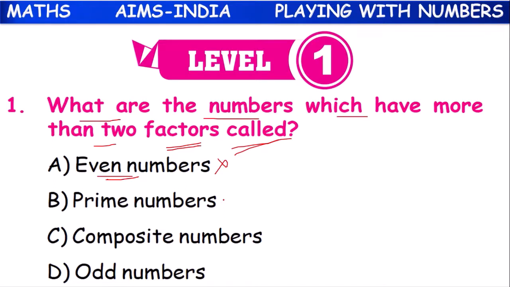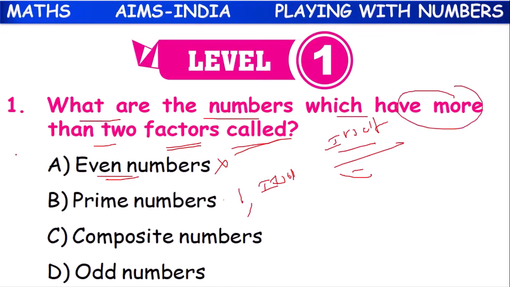Prime numbers. What are prime numbers? Those which have factors 1 and itself. One minute, children. So the numbers which have factors 1 and itself are called prime numbers. But they are asking here for numbers which have more than 2 factors. So prime numbers is the wrong answer.